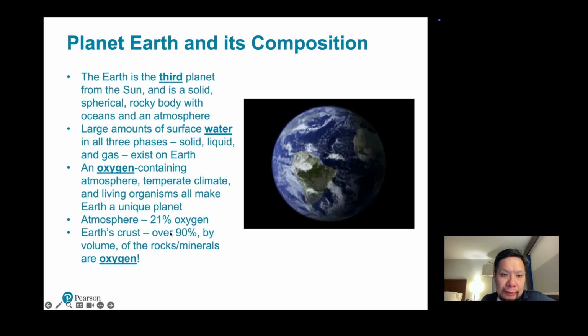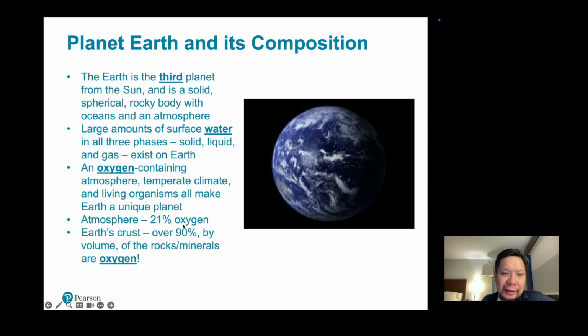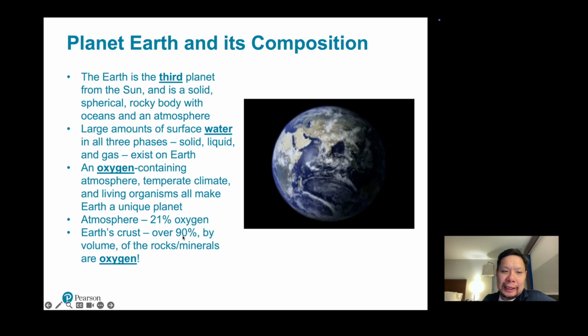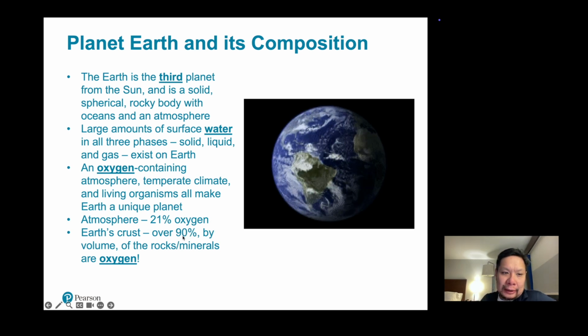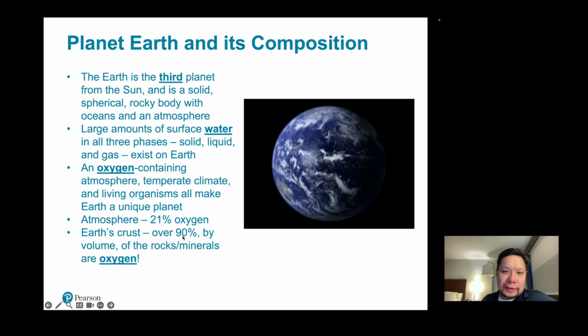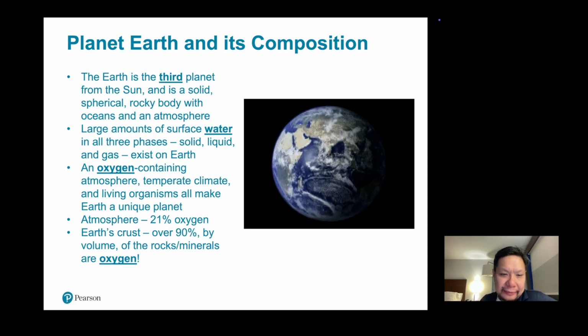The atmosphere is 21% oxygen, right? The rest of it is nitrogen. But then, funny thing, the Earth's crust is made of over 90% oxygen. And I think I told you that before. It's all silicon dioxide, which is sand, right?